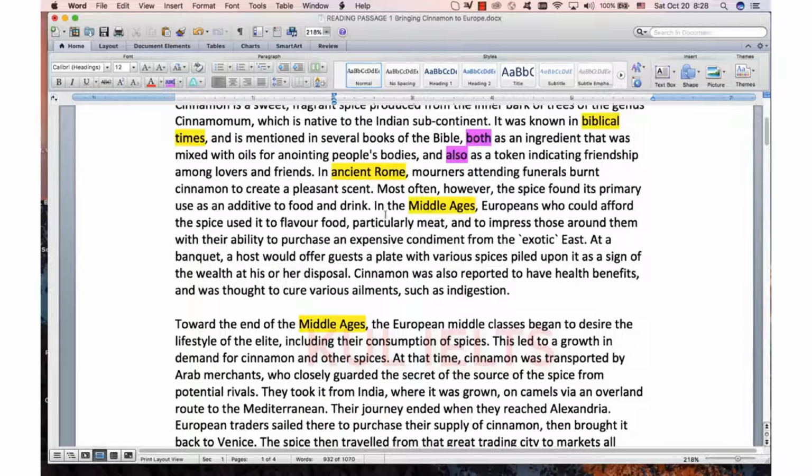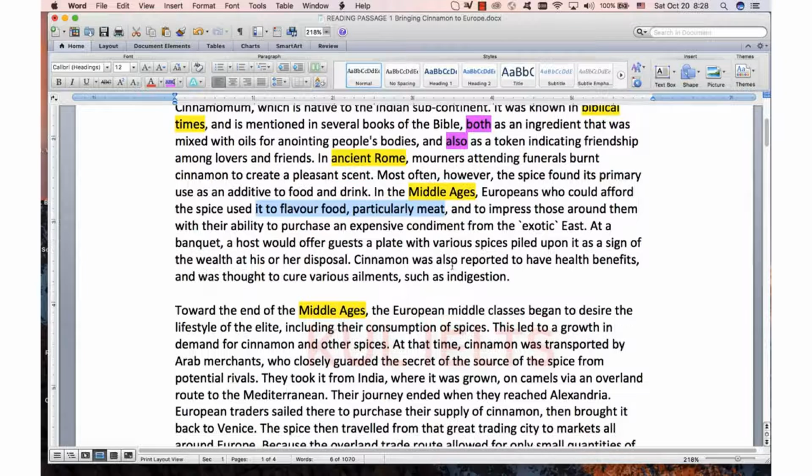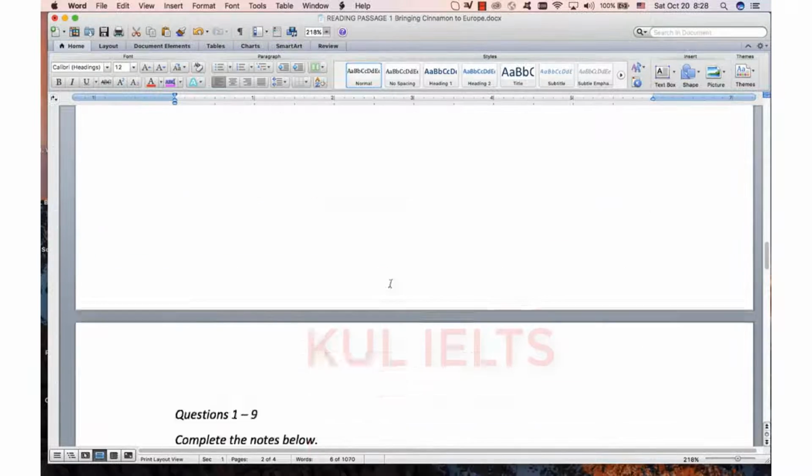Added to meat, we're here. Used to flavor food, particularly meat. So we're going to be after that. Impress those around them. What did we want to see?